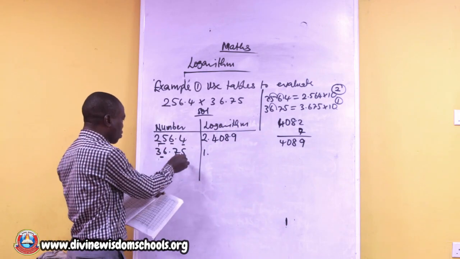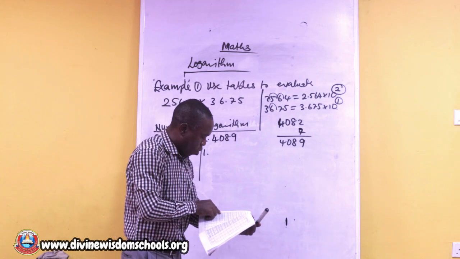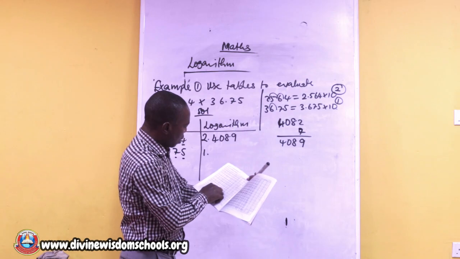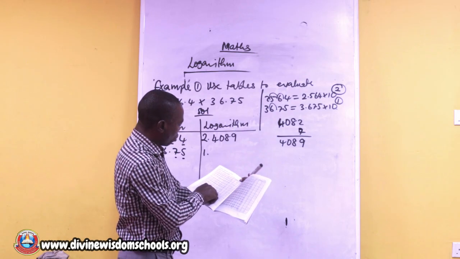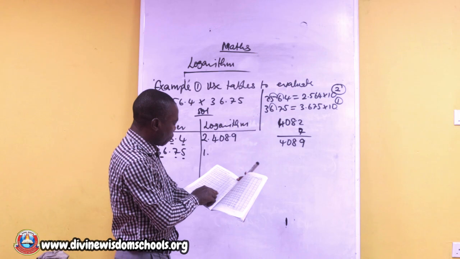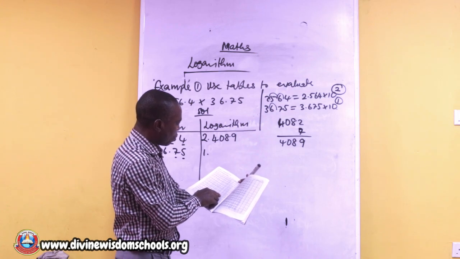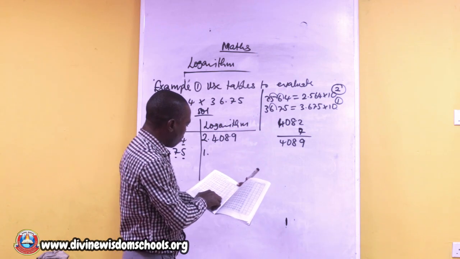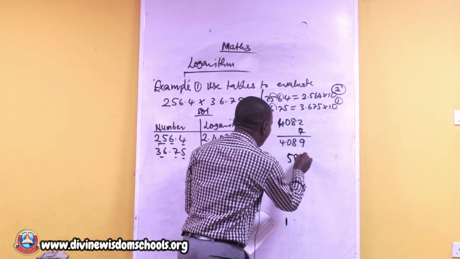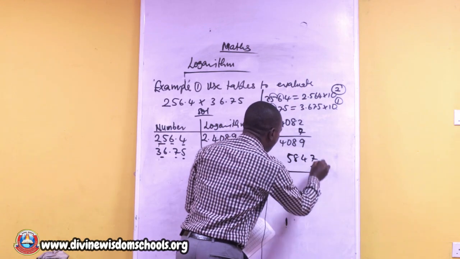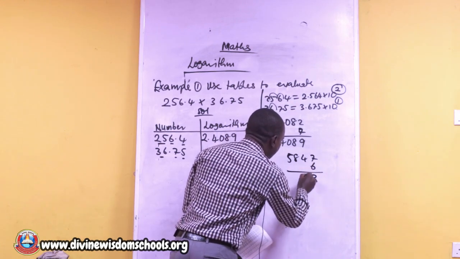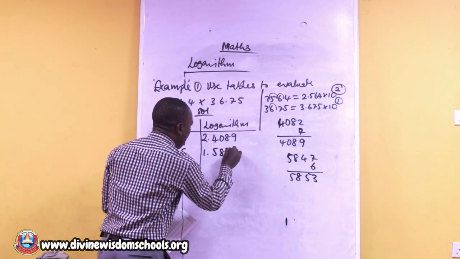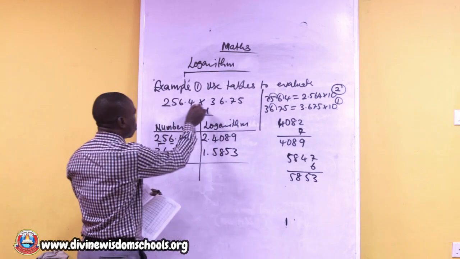I do the same thing here. 36 under 7, difference 5. 36 is here. Under 7, that is 5847. Then difference 5 is 6. So 5847 plus 6 will give me 5853. Now, when we are multiplying, we add.